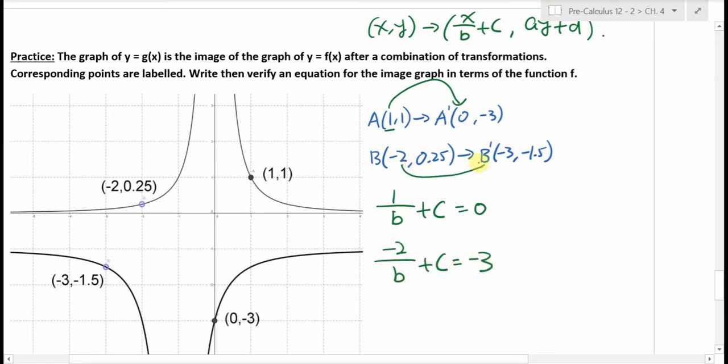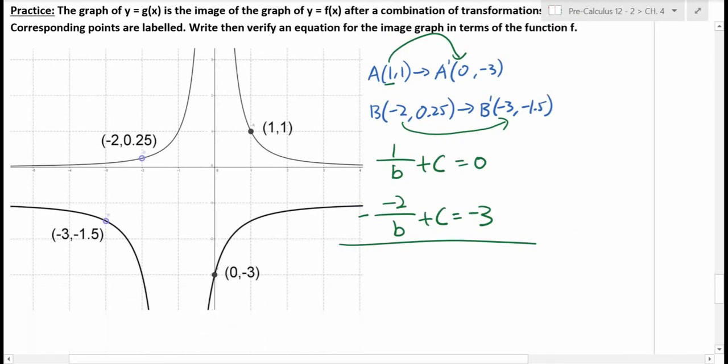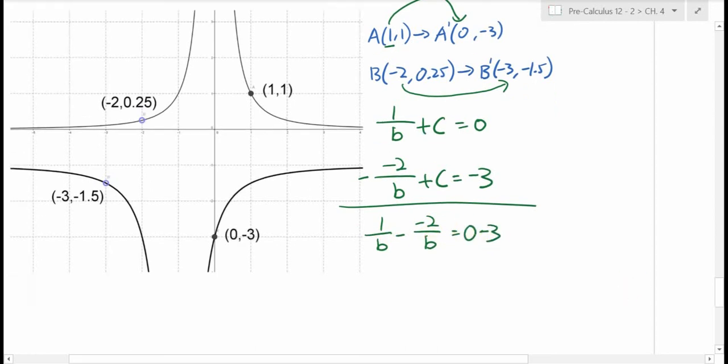And again, this time we are not so lucky anymore, right? This is no longer 0, so what we need to do, like I told you earlier, is a system of equations. Solve by elimination. C minus c gives 0, so we eliminate one of the variables. And then we have 1 over b minus negative 2 over b equals 0 minus negative 3. 1 minus negative 2 is 3, that's like addition. Equals 0 minus 3, which is negative 3.